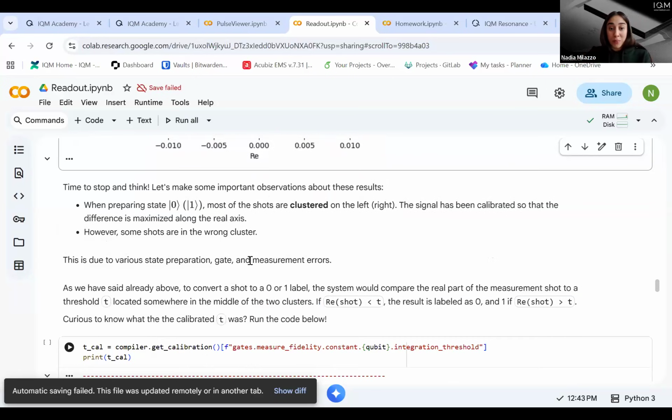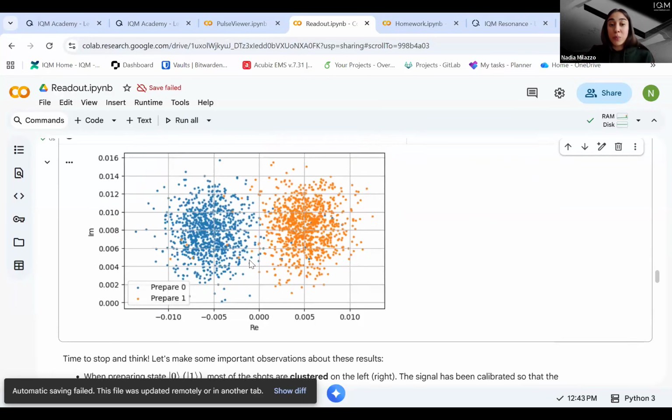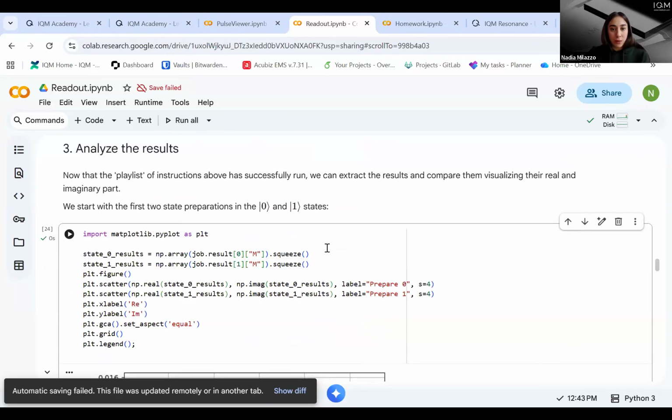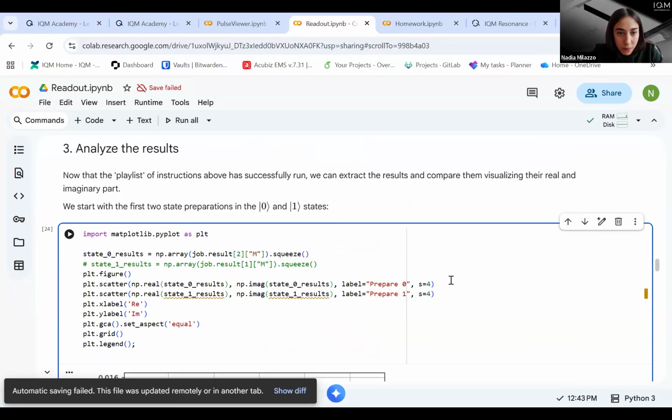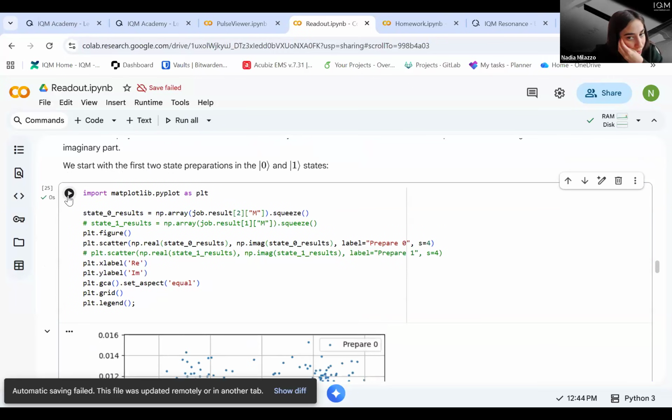But if you remember, we had prepared also the superposition state. So if I change here, let me quickly change this. Should be 2. This should go away. And yes, let me just call this state 0, but it will be the superposition state. And let me see if this works.